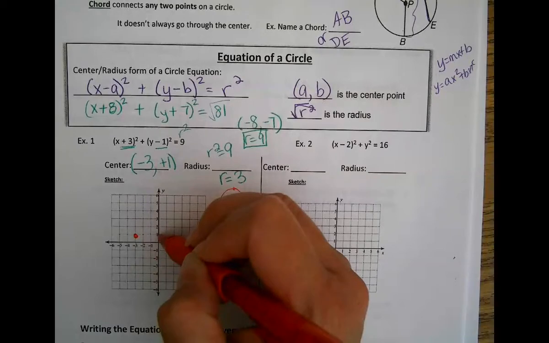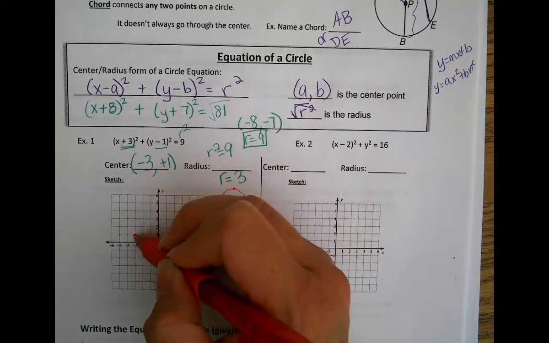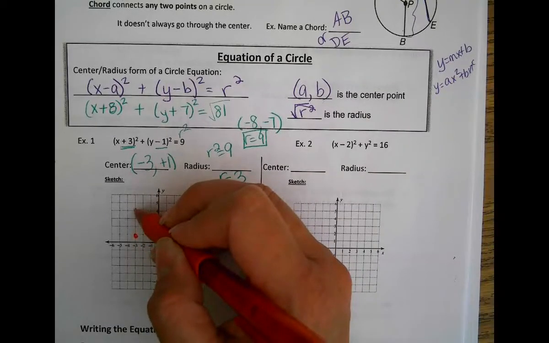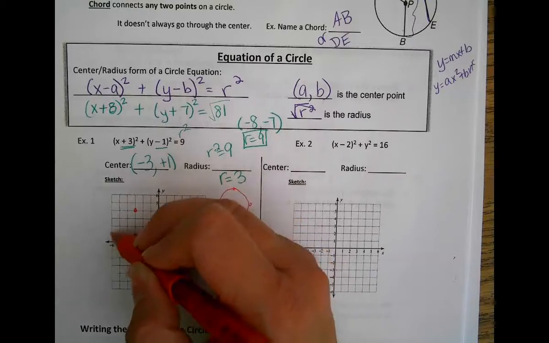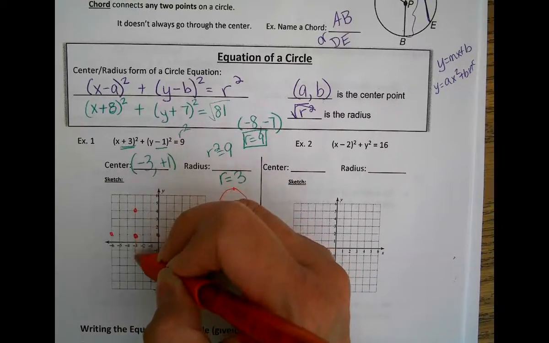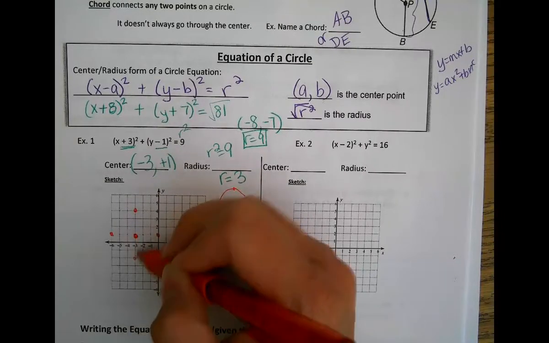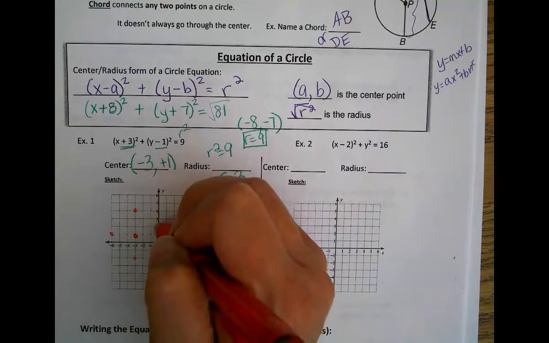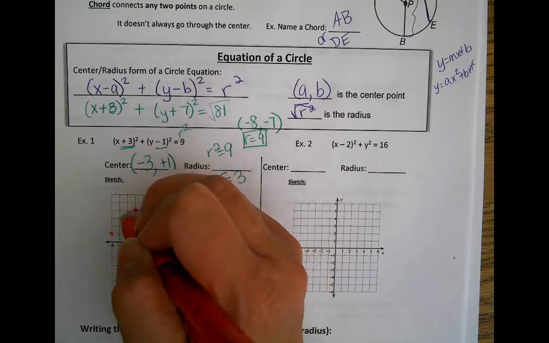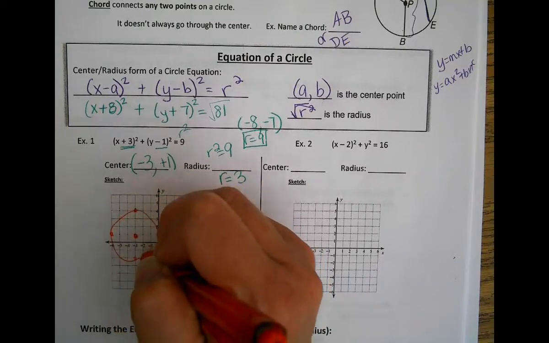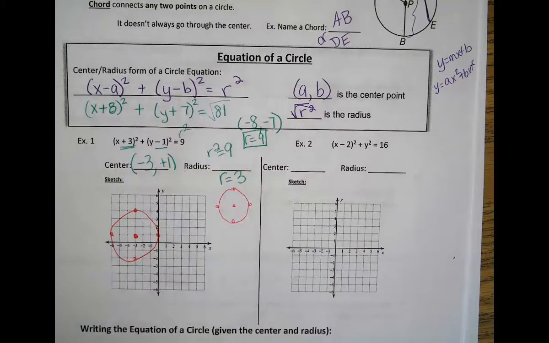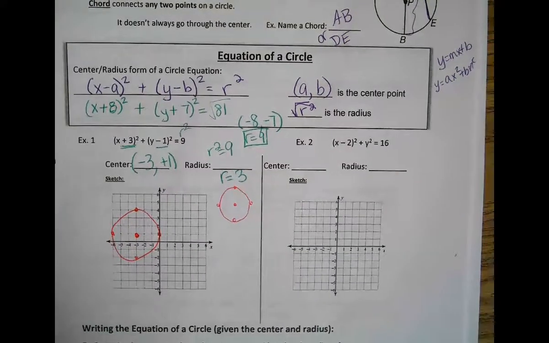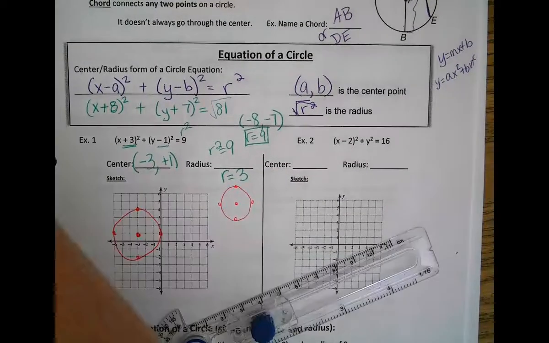So we're going to do that here in the grid. 1, 2, 3 to the right from the center. From the center, 1, 2, 3 up. 1, 2, 3 to the left. And 1, 2, 3 down. Then when we connect these, we want to connect them carefully enough to form a little lopsided circle. Okay.